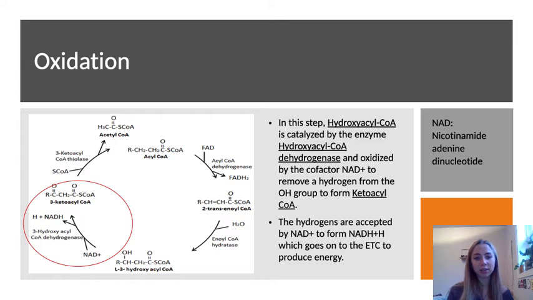Third step, oxidation. Now that we have our hydroxyacyl-CoA, it can undergo oxidation. What happens is hydroxyacyl-CoA is catalyzed by the enzyme hydroxyacyl-CoA dehydrogenase. It is also oxidized by the cofactor NAD+, and this removes the hydrogen from that OH group to form ketoacyl-CoA. The hydrogens that are removed are then accepted by that NAD+ to form NADH. And NADH can then go onto the electron transport chain like the FADH2 in the first step, and that's where ATP is produced.